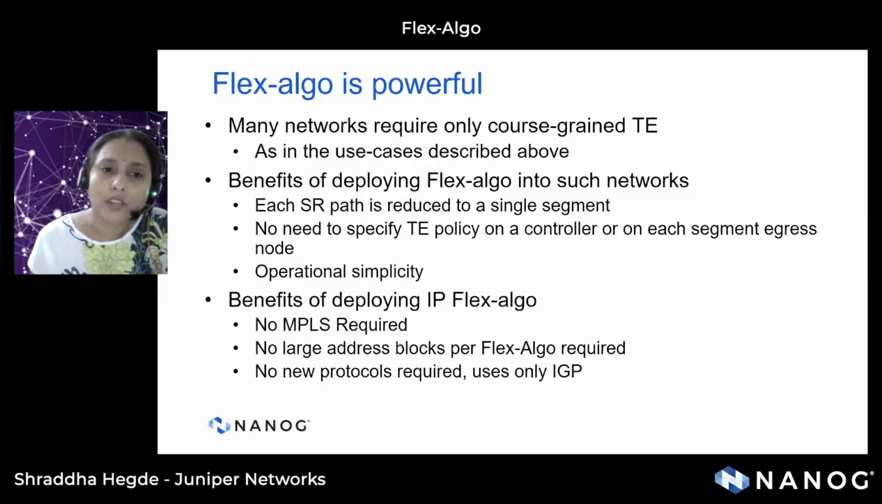So there are also benefits of deploying IP FlexAlgo in pure IP networks. So no MPLS needed. So you can think of data center networks or networks where the devices are not capable of MPLS or SRv6 data planes. You can just use pure IP to get constrained paths. And you also don't need large address blocks per FlexAlgo. All you need is one loopback address per FlexAlgo. And also no new protocols required, just uses IGP, which is a bare minimum for any network.